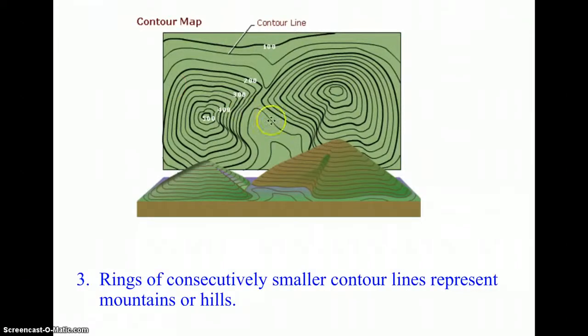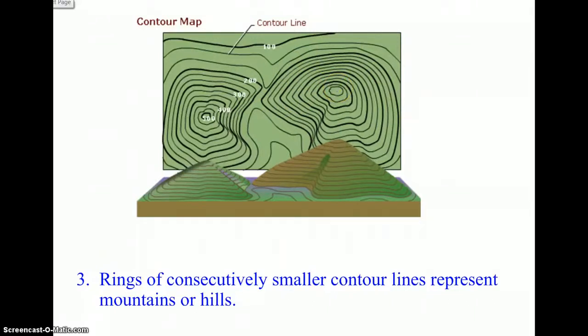Rule number 3. You'll notice this landform over here has 2 hills. When they're put on a topographic map, they look like concentric circles that get smaller and smaller inside of each other. Rule number 3 is that when there are rings of circles that get smaller and smaller, it represents a hill or a mountain.